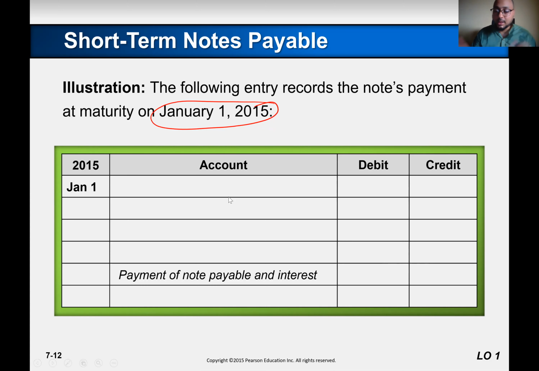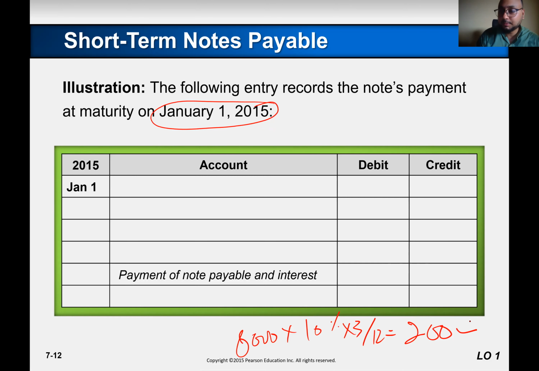But for the rest of the time, how much money did we use? So September to October, October to November, November to December, 3 months. So this 8,000 multiplied by 10%, multiplied by 3 by 12. How much? 200. Right? But should we record the expense? Yes, 200 is going to be expense.